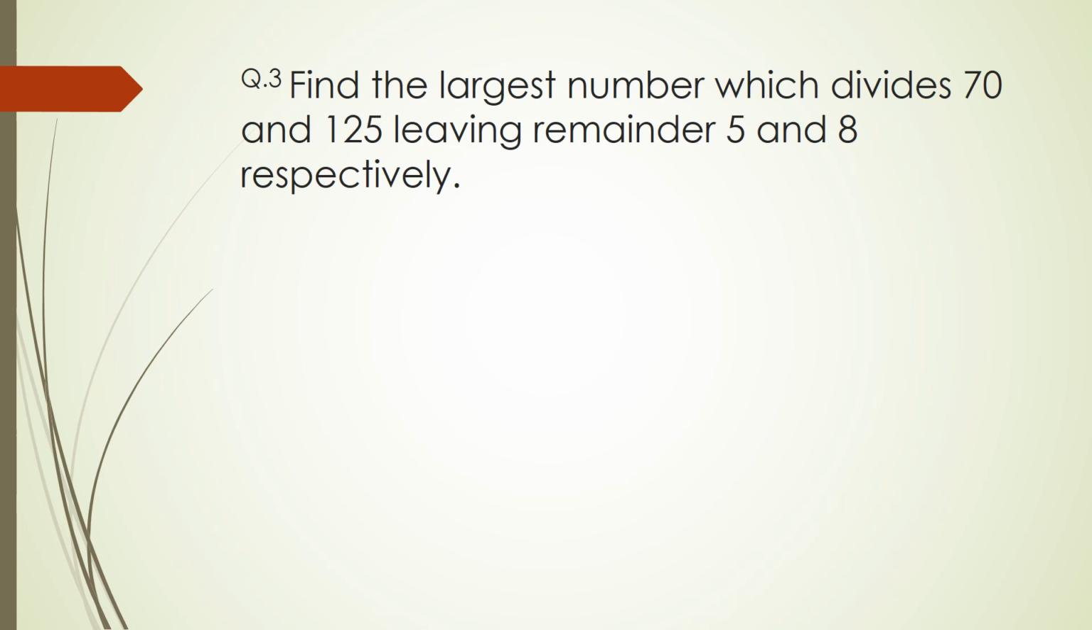So the question is, find the largest number which divides 70 and 125, leaving remainder 5 and 8. We need the largest number, and that too when it divides these numbers, 5 is the remainder when it divides 70 and 8 is the remainder when it divides 125. So that means if I take away these remainders, that largest number will absolutely divide whatever is the answer, correct?